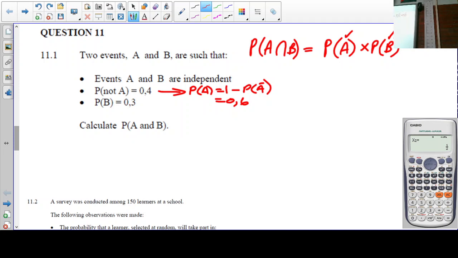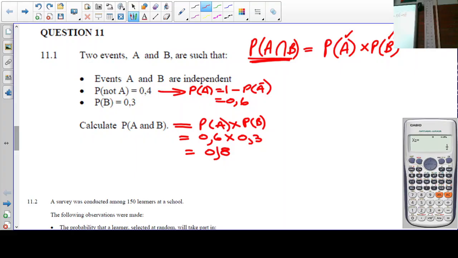Now the question says calculate the probability of A and B. Where do we get A and B from? So the probability of A and B is equal to the probability of A times the probability of B. So that's going to be 0.6 times 0.3. That's going to give you an answer of 0.18. Alright? You all agree with that? Any confusion?